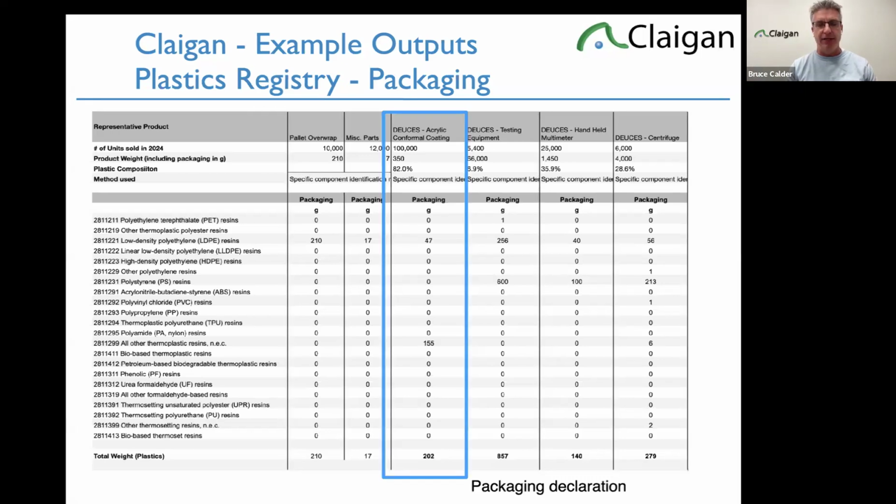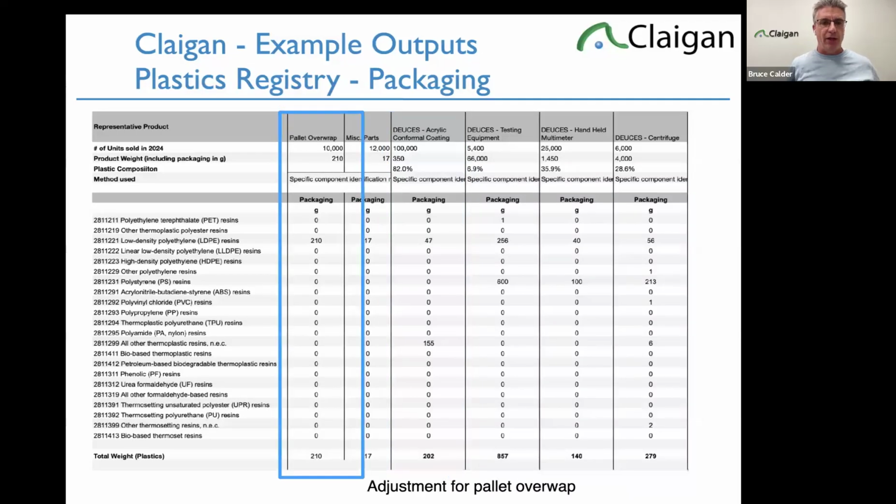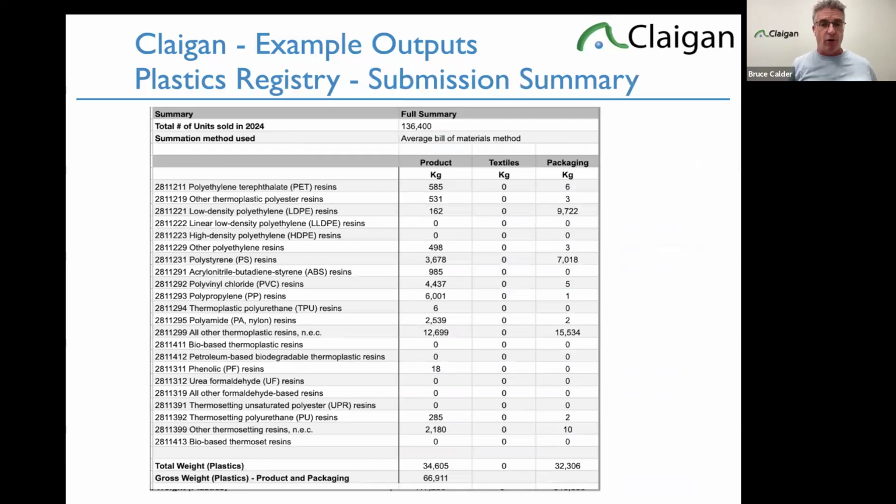This is all packaging stuff. So you're looking at, here's the acrylic bottle. We're saying 155 are other thermoplastic resins, which is probably some kind of polycarbonate blend of all things. And the lid is probably low density polyethylene or vice versa. And then the pallet overwrap, that's our placeholder, say some couple hundred grams of low density polyethylene. So that's the adjustment we make for pallets, because the overwraps are in scope.